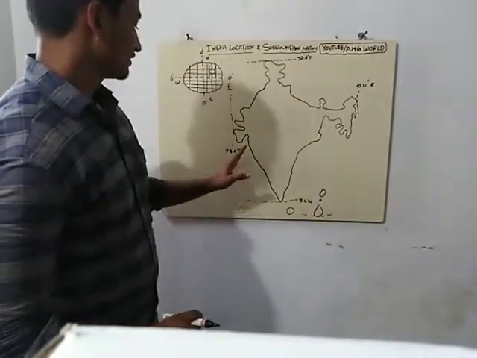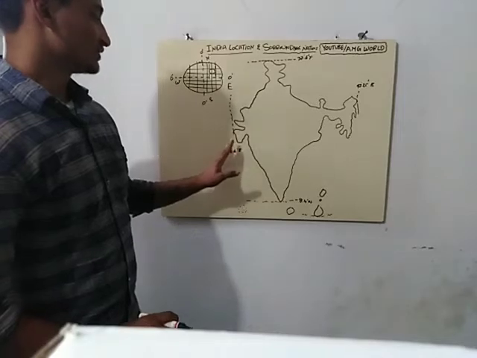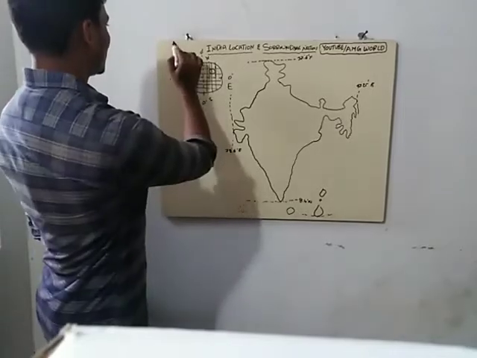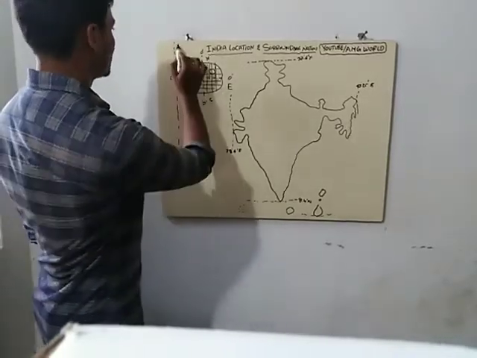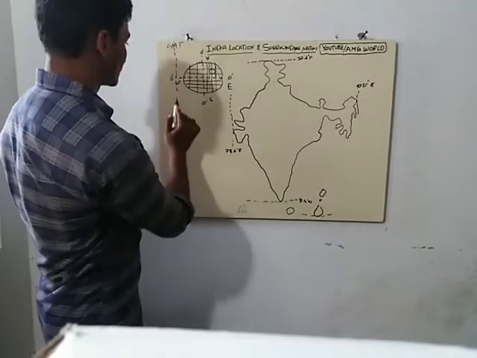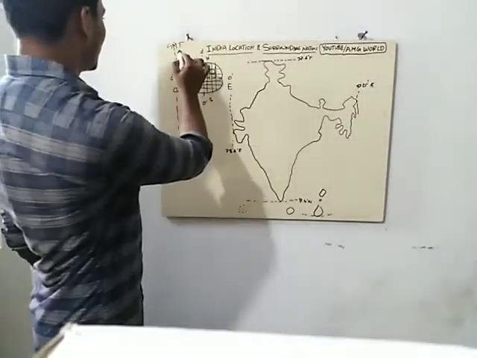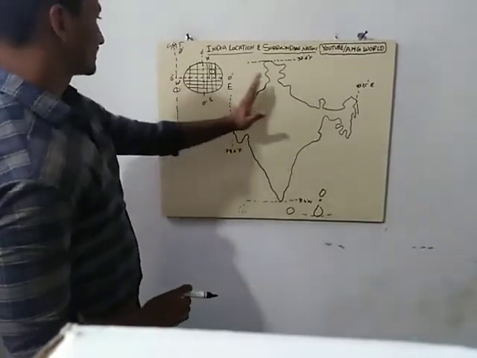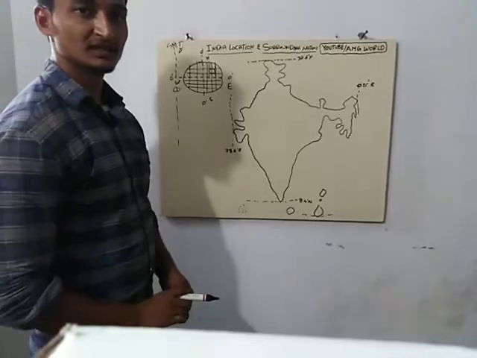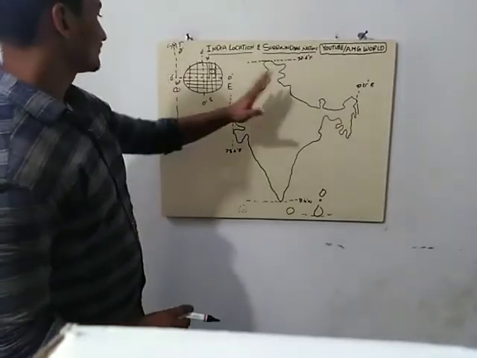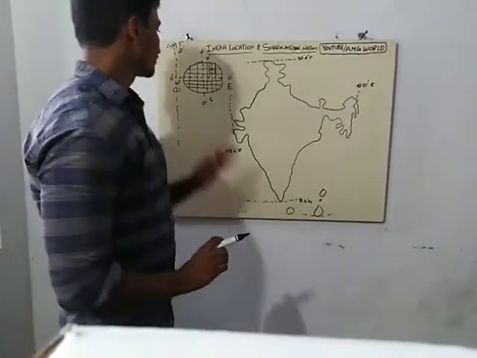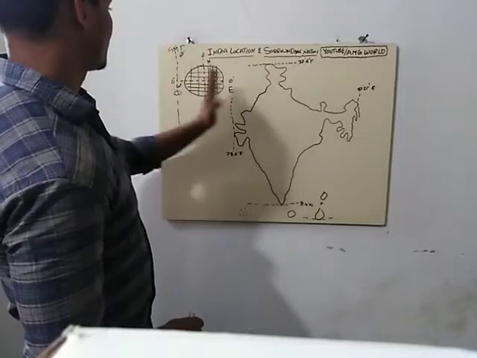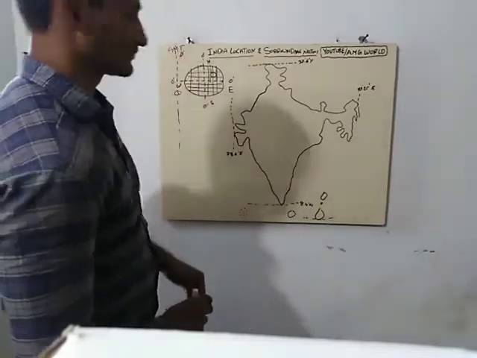How can we say that this particular longitude is on the eastern side? Because we have the Greenwich meridian, GMT, which passes through Britain. This 0 degree longitude is present on the west side of India. This means we are present on the east side of GMT. So India is present on the eastern side of GMT.